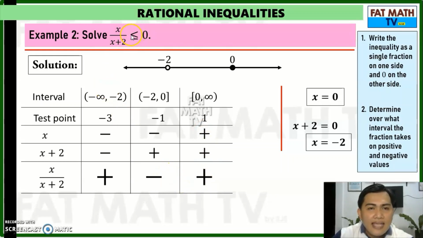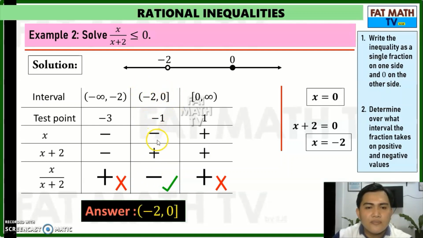And since this is less than 0 or less than or equal to 0, we have to choose the negative because if a number is negative, it is less than 0. So we have to choose this interval from -2 to 0. Okay? Please take note that -2 is not part of the solution, but 0 is part of the solution. So if we will plot that on the real number line, all the numbers greater than -2 but less than or equal to 0 can satisfy this given inequality.